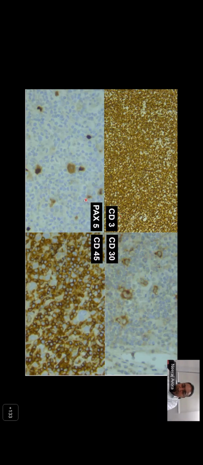And these large cells, RS-like cells, are CD45 negative. You can see here CD45 nicely showing that there is no CD45 in these cells, and also these cells were weak PAX5 positive, but very weakly positive. And when you say weak, this is in comparison to the surrounding B cells highlighted by CD20 or PAX5. So this is a strong PAX5 cell, and if you compare the large cells, they are weak. So that is how you interpret the immunohistochemistry.